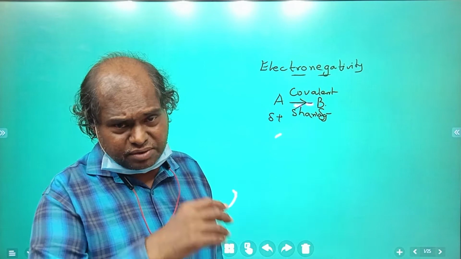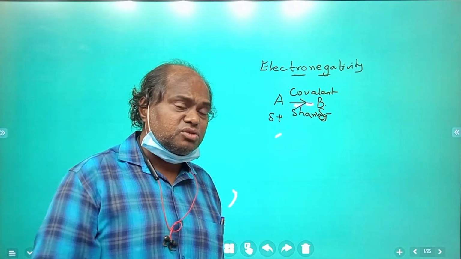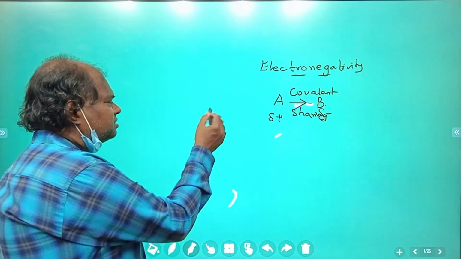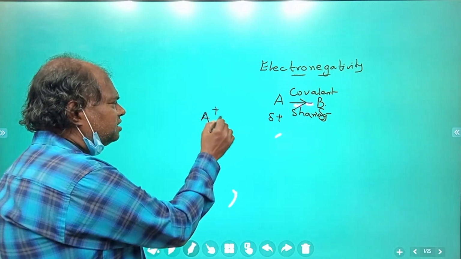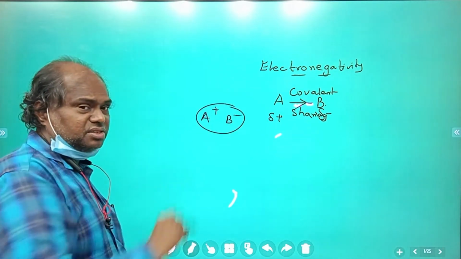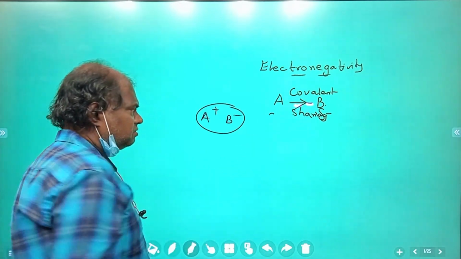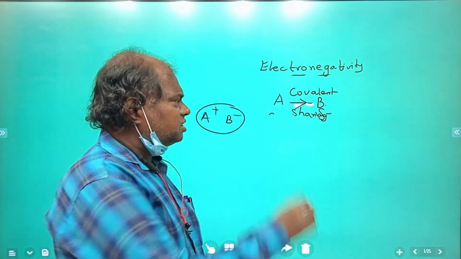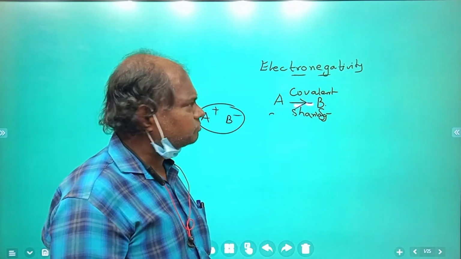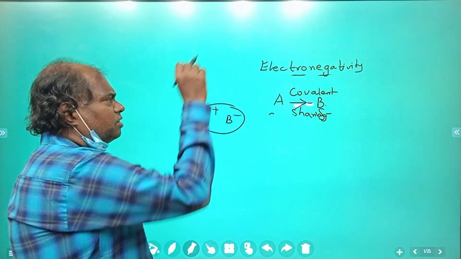That doesn't mean that the electrons have gone completely to B. Very clear? If that is the case, then it is called an ionic bond actually. Suppose electrons are spending, listen here, all the time with B, then it will become ionic. Fine. That is the extreme case. Clear? Here it just so happens that the electrons will spend more time with B actually, right? Fine. This is what is called electronegativity.